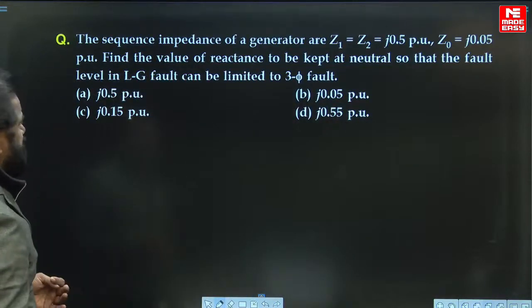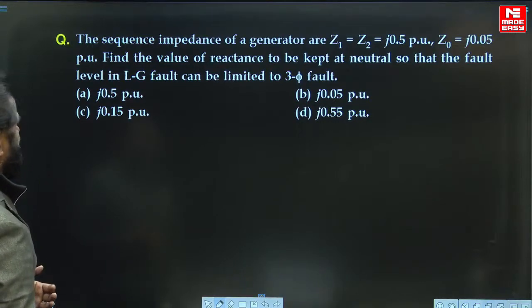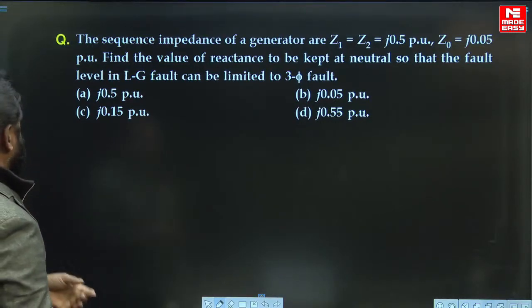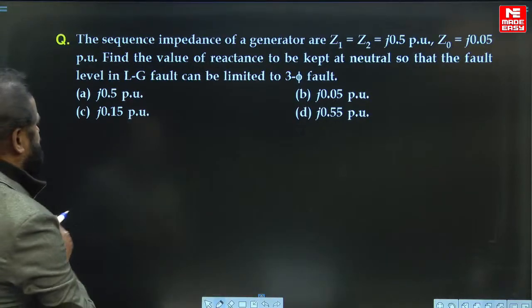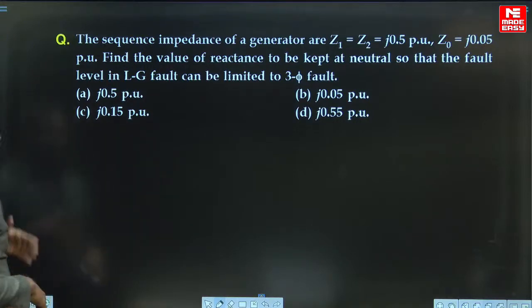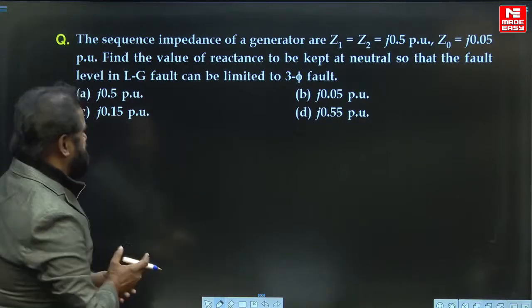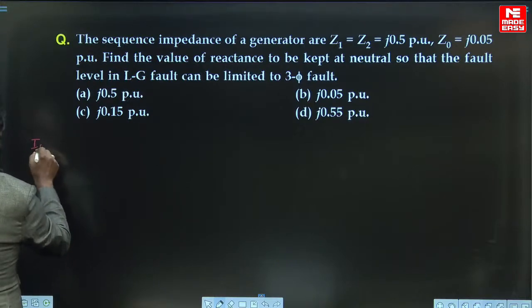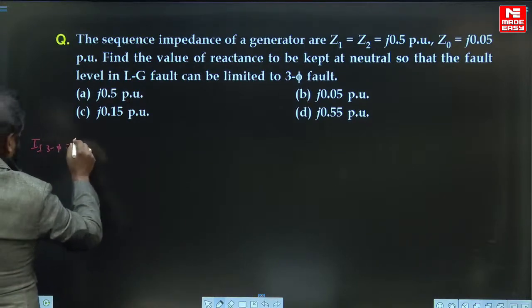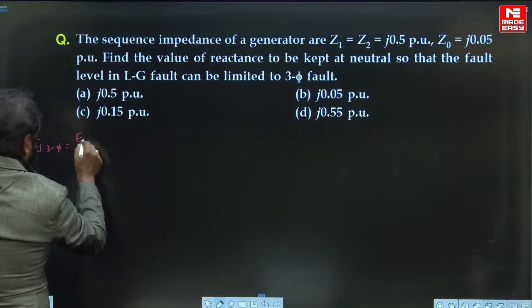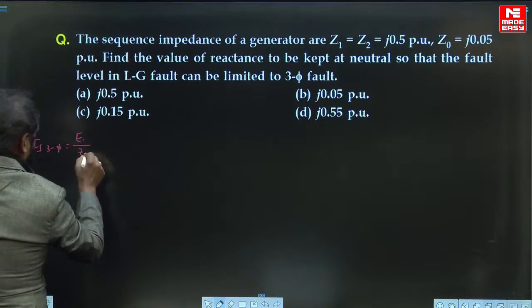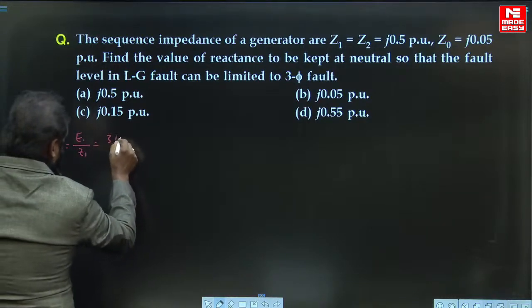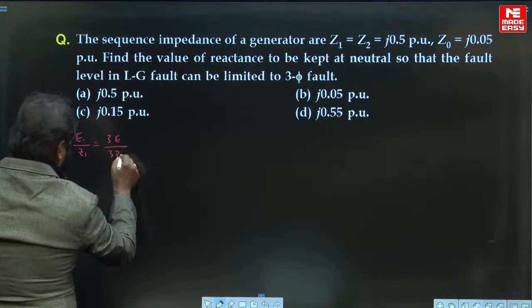Next, the sequence impedances of the generators are given here. Then find the value of the reactance to be kept in the neutral so that the fault level in the LG fault is limited to the three-phase fault. Actually this is possible under special conditions. Okay, so then here IF three phase equals E by, or EA by Z1, which you can write as 3E by 3Z1.